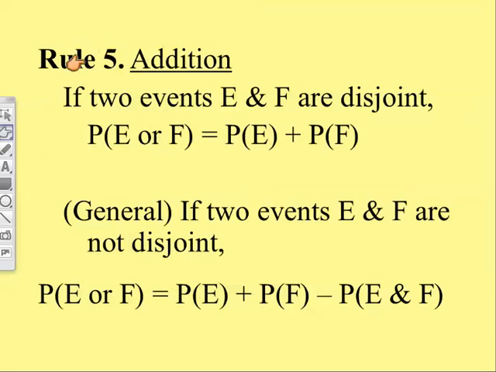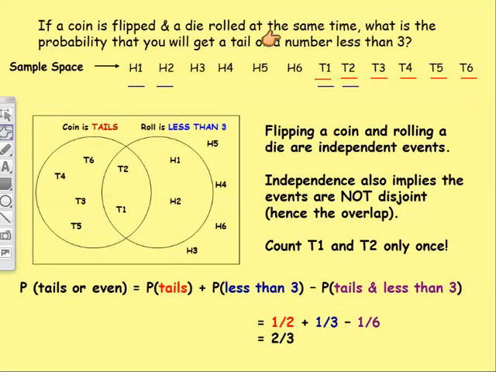Okay. Addition. If two events, E and F, are disjoint, not related in any way, shape, or form, you can just add their probabilities together. If two events, E and F, are not disjoint, you might want to add their probabilities together, but then you have to subtract where they overlap. Okay, now you got me confused, Mr. Green. What can we look at there?